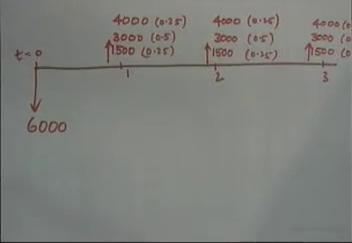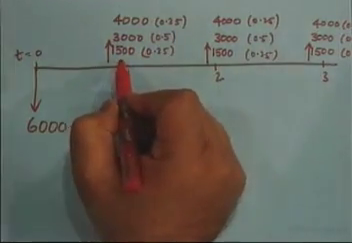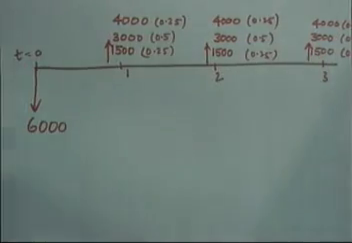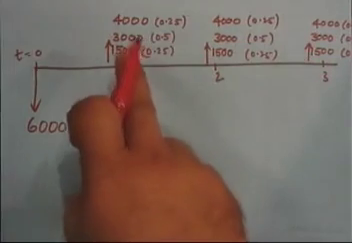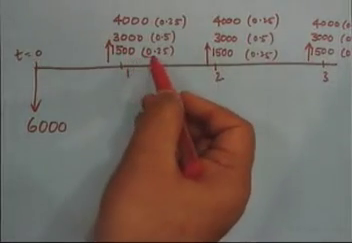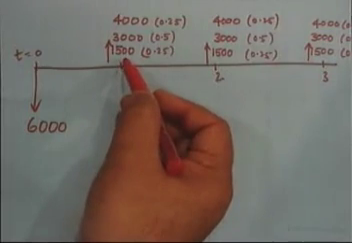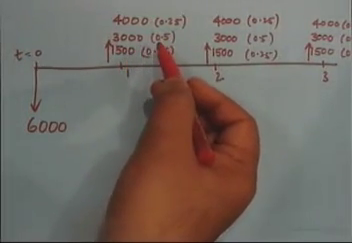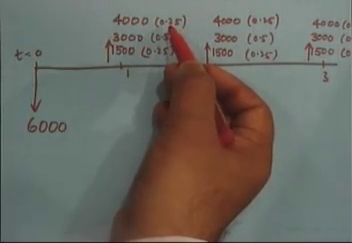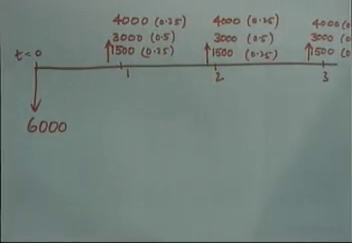Now just notice the difference between previous lectures and the lecture that we are having right now. In the previous lectures, we were having only a single value here, only a single value here, only a single value here. We were assuming that these single values have a 100% chance of occurrence. Now notice the difference. There is a 25% chance that I can receive 1500 rupees in year 1. There is a 50% chance that I can receive rupees 3000 in year 1. And there is again a 25% chance that I will receive 4000 in year 1.